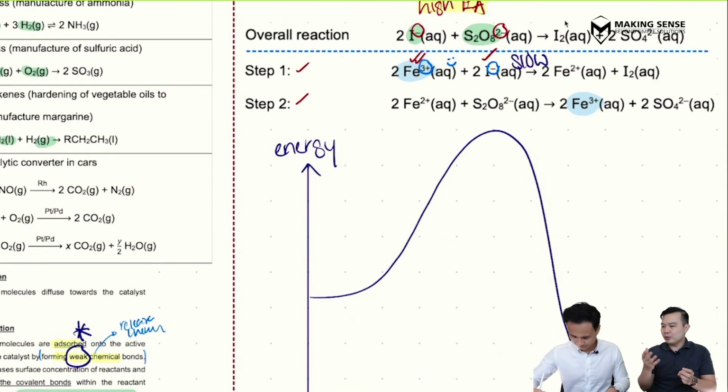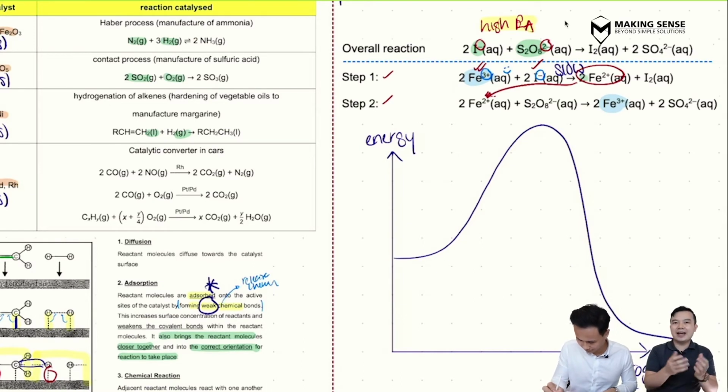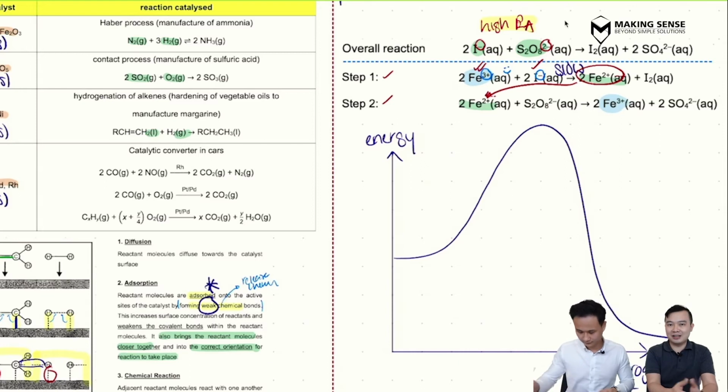Beautiful. Okay. Following which, in step 2, you generated an Fe2+. The Fe2+ will then react with peroxide disulfate. Once again, this is a reaction that has oppositely charged ions. And of course, that is going to create attraction, which once again, the activation energy is going to be low.